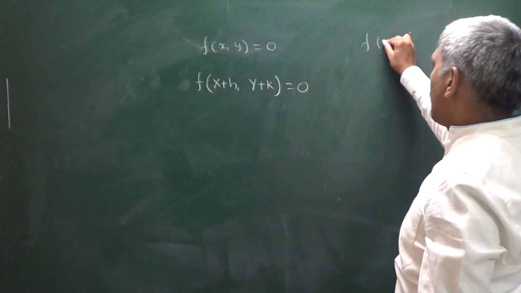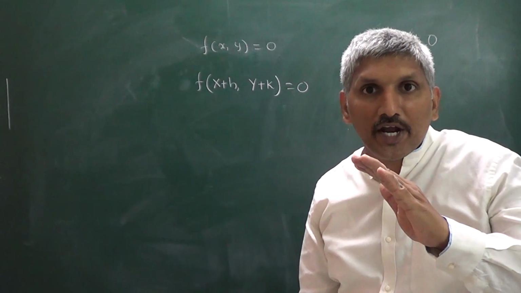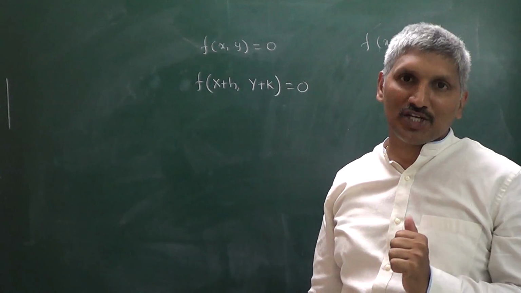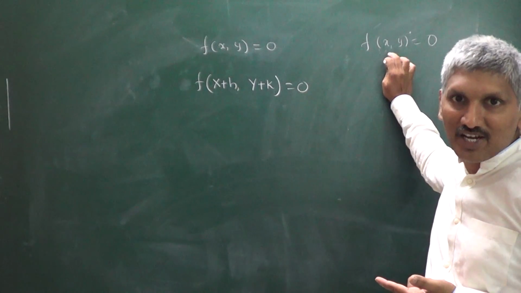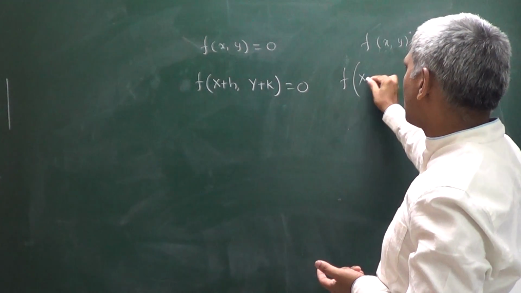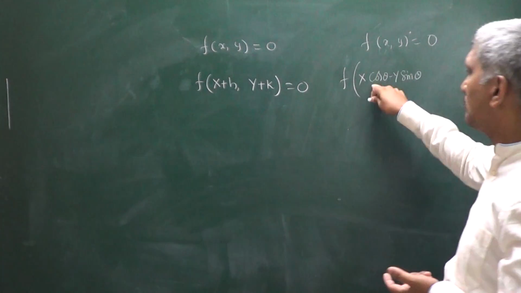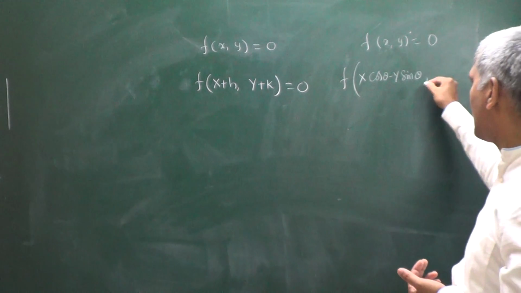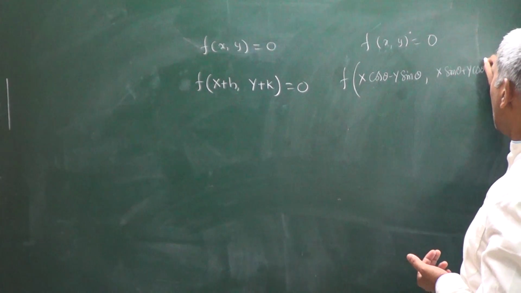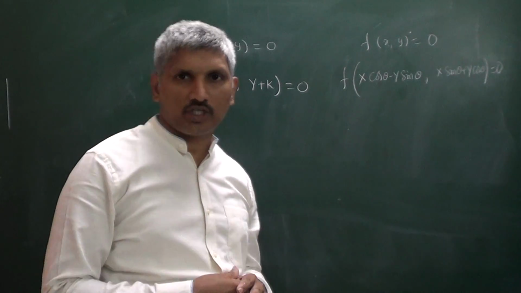Suppose f of x comma y is equal to 0 is given. When the axes are rotated through an angle theta, what is the new equation for this? Then what do we write? As I told, f of x cos theta minus y sin theta. In place of x we have to write x cos theta minus y sin theta. Next, x sin theta plus y cos theta is equal to 0. That type of questions they may ask in the objective exam.